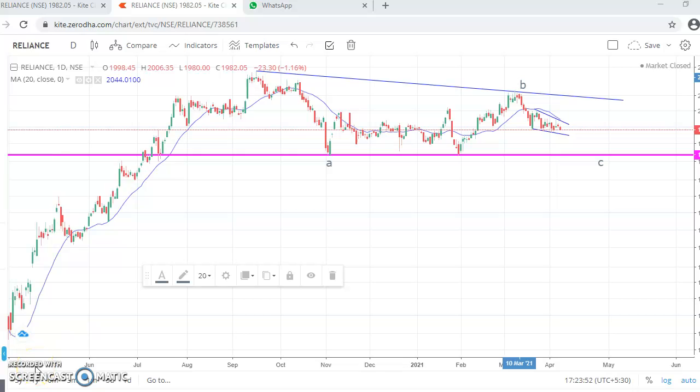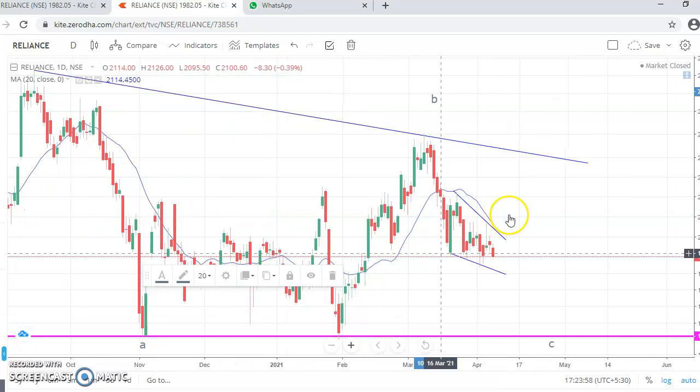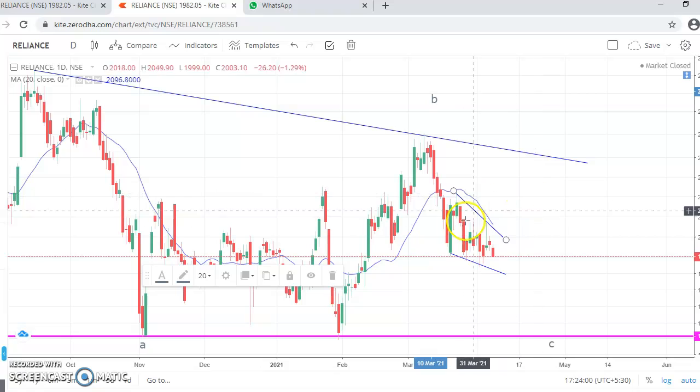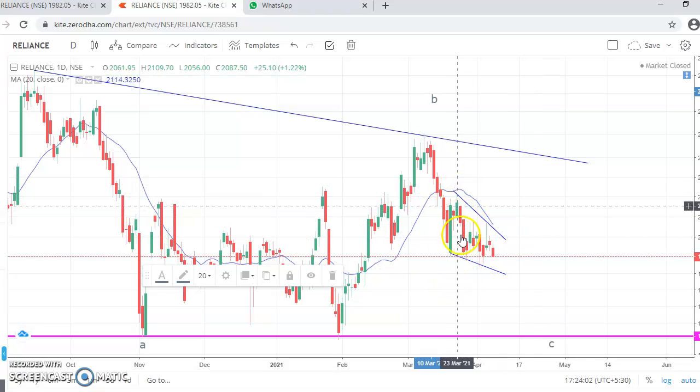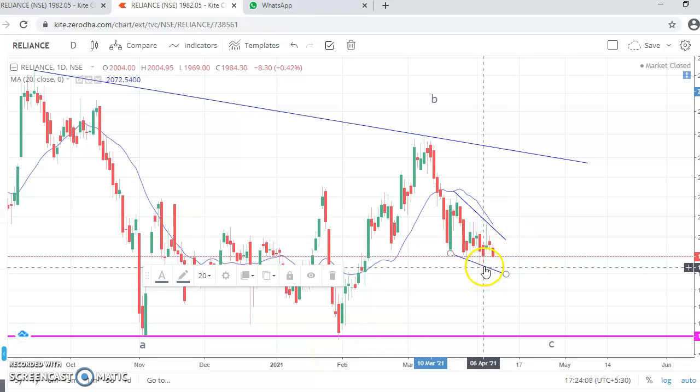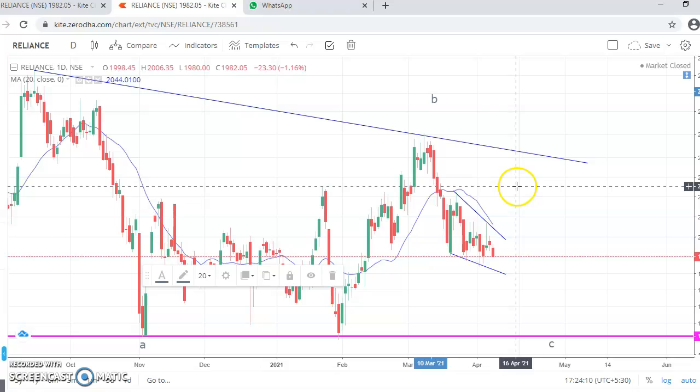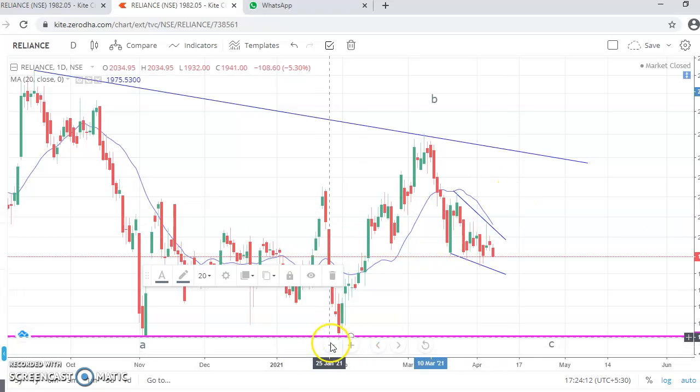Hi, let us look at this Reliance chart right now. Reliance seems to be forming a bearish pennant pattern here. It's three waves, one, two, three. It's like a bearish pattern right now. It can take support here. It can jump up to this place also.